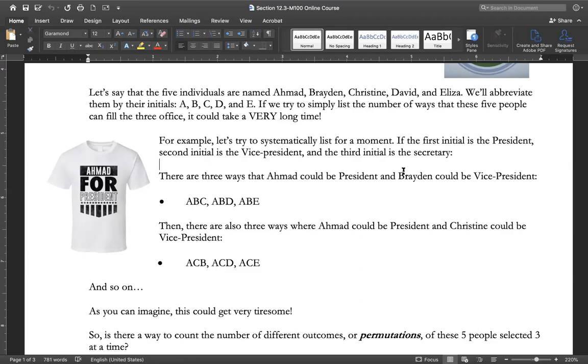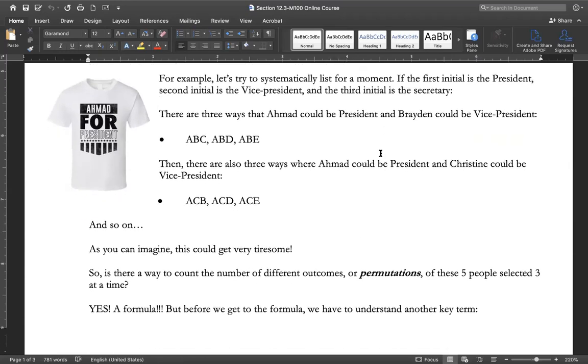Now, if we were going to just try and list the number of different ways that those 5 people could fill 3 offices, it would take a long time. For example, let's try that systematic listing idea that we talked about in 12.1. Let's talk about that for a minute. So we're going to use the initials A, B, C, D, and E. The person whose initial comes first will be the president, second would be the vice president, and third is the secretary. So for example, there are 3 ways that Ahmad could be president and Braden could be vice president.